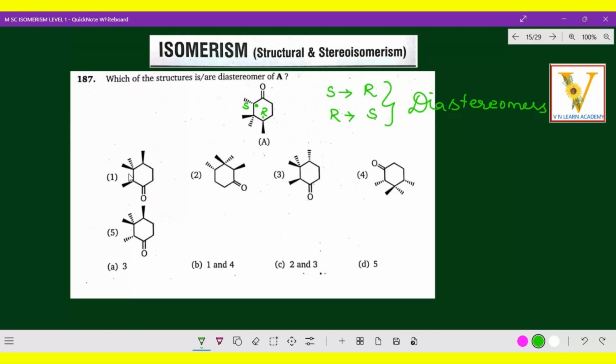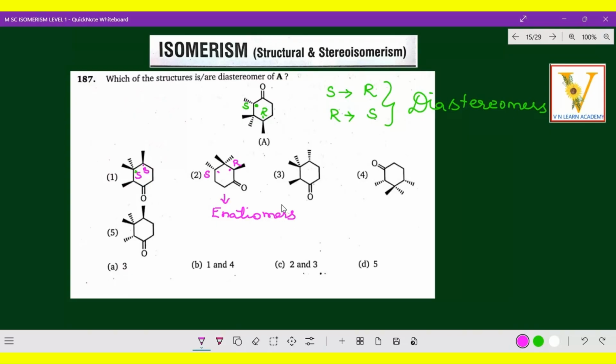Now in the options, this first one here is S, and for these points, how do we find S and R? I have given ideas a number of times so that you can easily identify them. So this is S according to this, and this also is S. So both are S, S. The second one, this point is S, and the next point is R. So S and R here. What is this? Enantiomers, right, it is a non-superimposable mirror image.